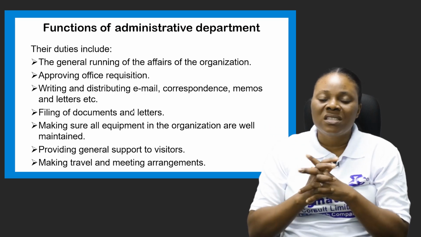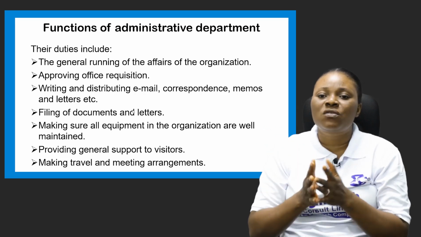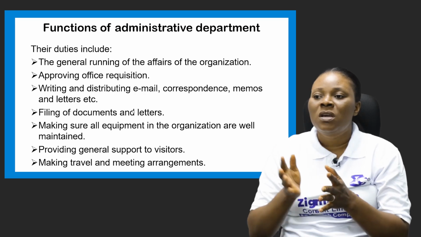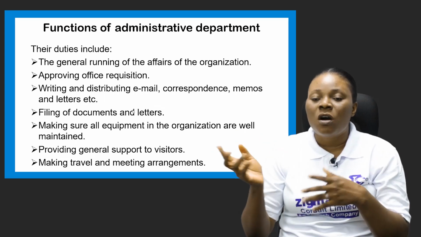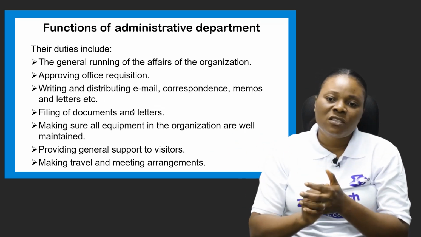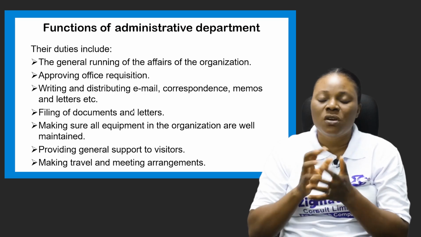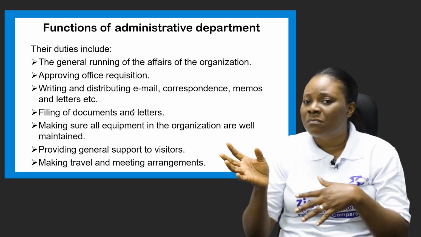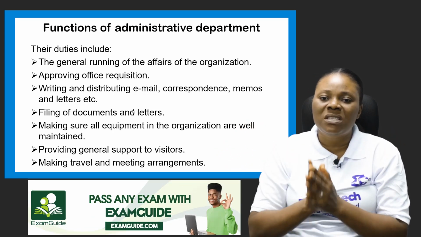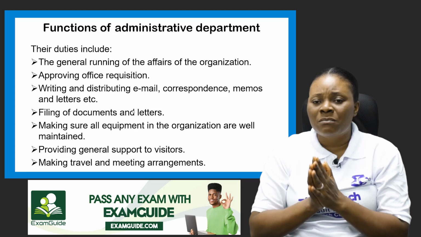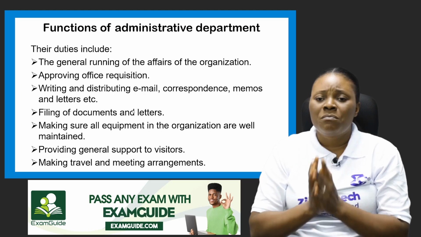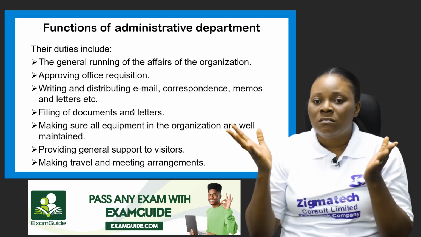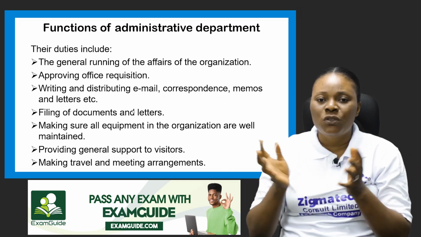Number two, they also approve office requisitions. If, for example, departments are in need of things, they are expected to fill what is called a requisition form. And these requisition forms filled by the different departments are finally submitted to the administrative department for approval before the items can be given to them.